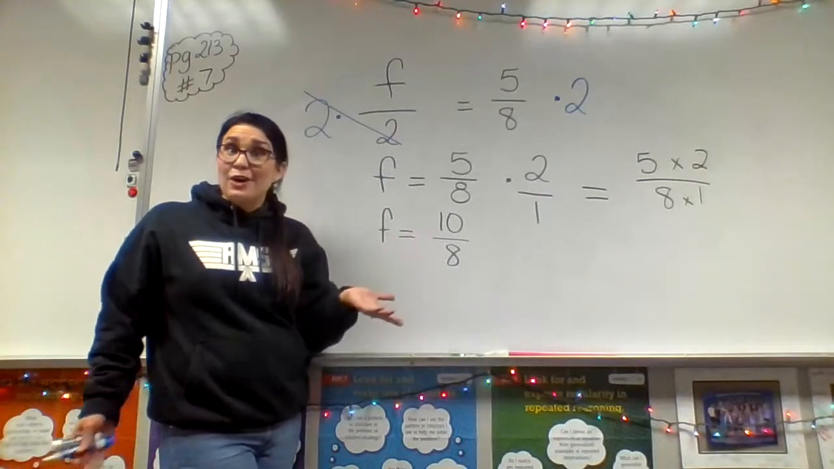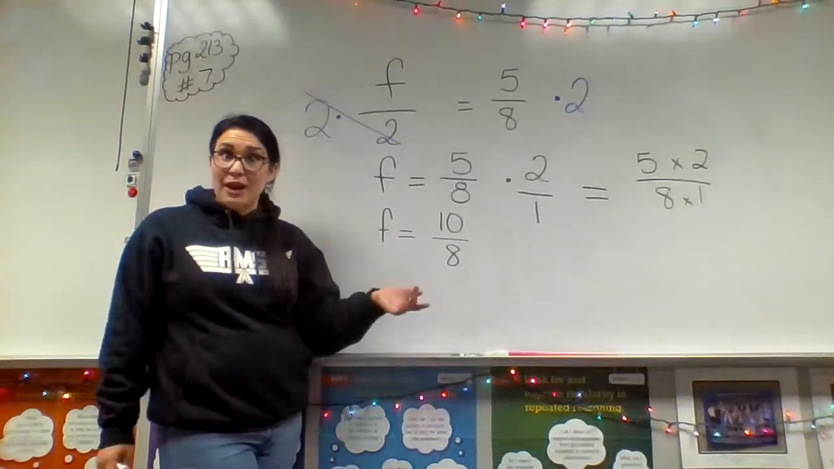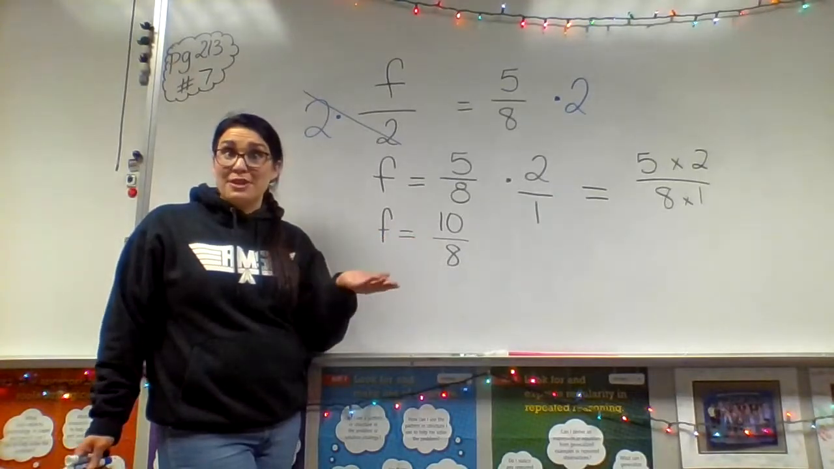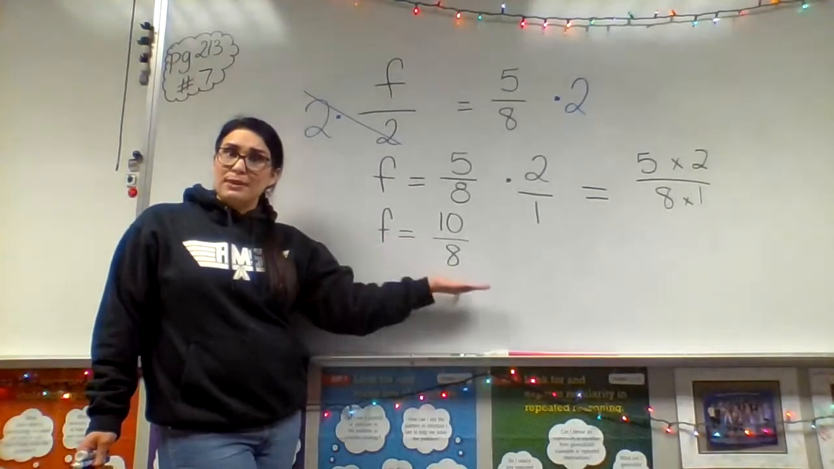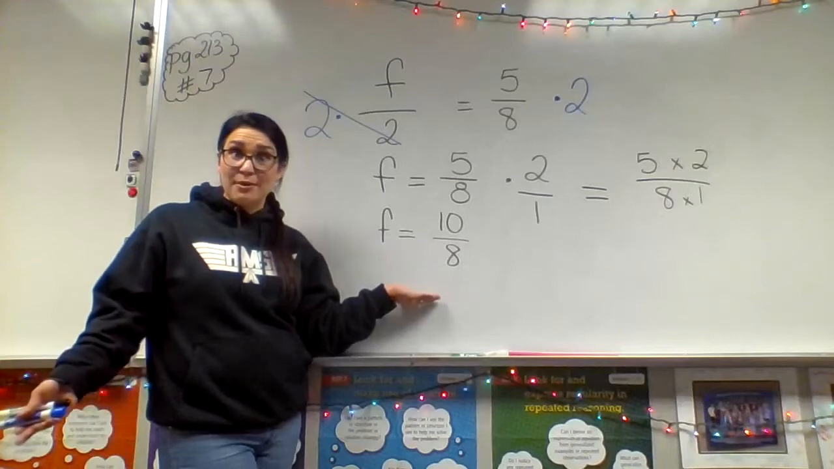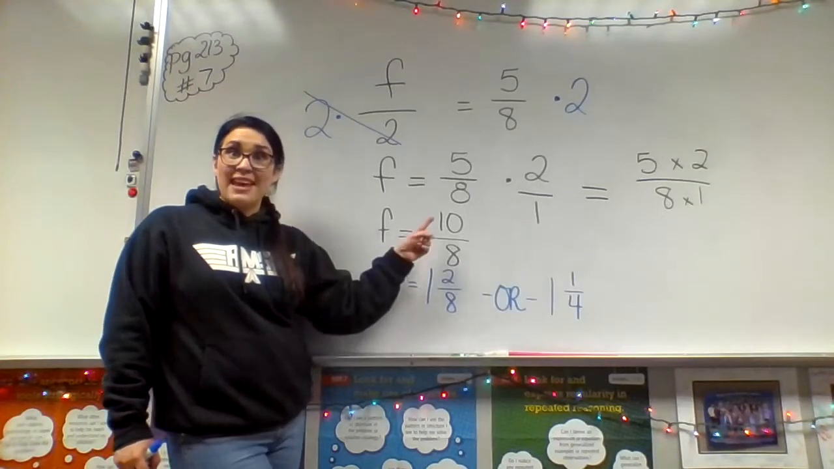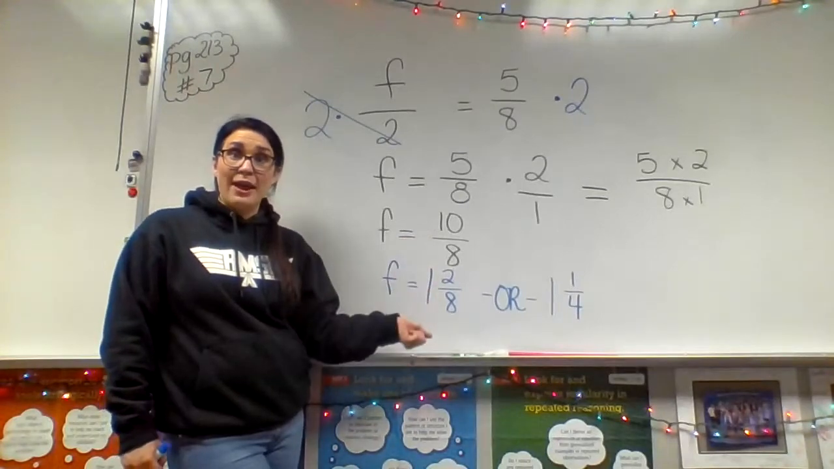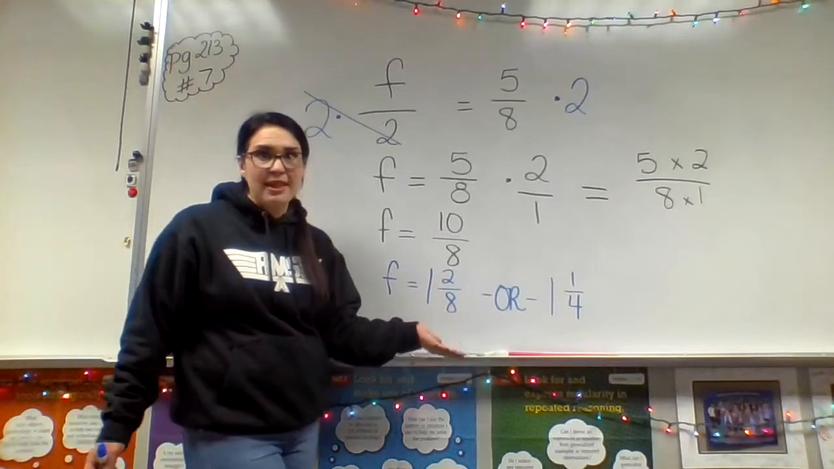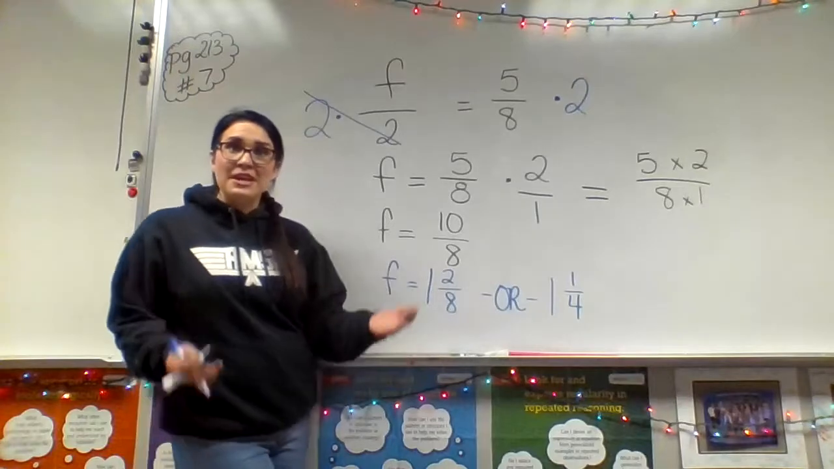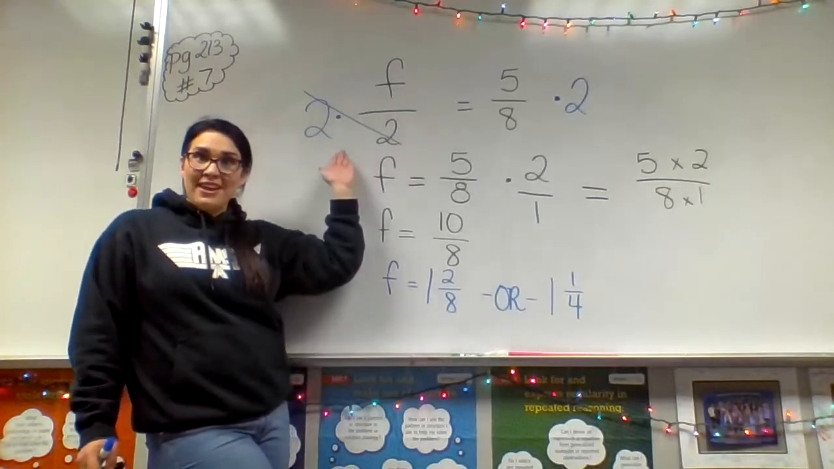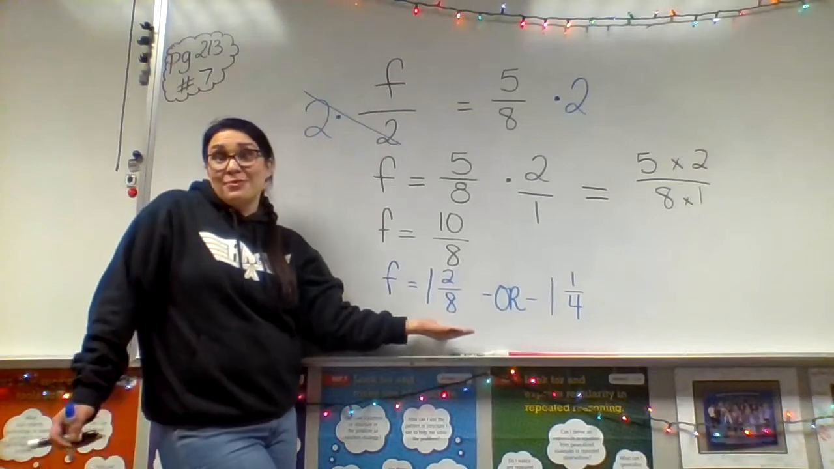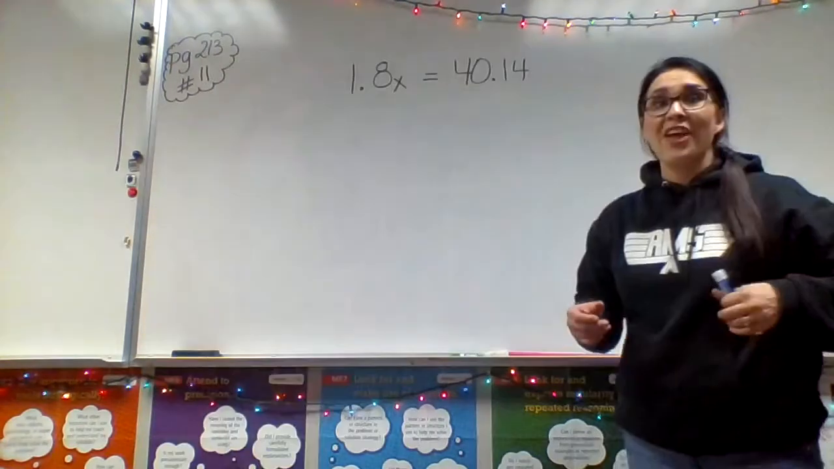But now you have an improper fraction, right? Because you have a larger number on top than you do on the bottom in your denominator. So now can we please convert this to a mixed number? We know that the improper fraction 10/8 is the same as saying 1 and 2/8, or, because we can simplify this, 1 and 1/4. So again, my friends, in number 7, the value of f is either 1 and 2/8 or 1 and 1/4. All right, my math friends.